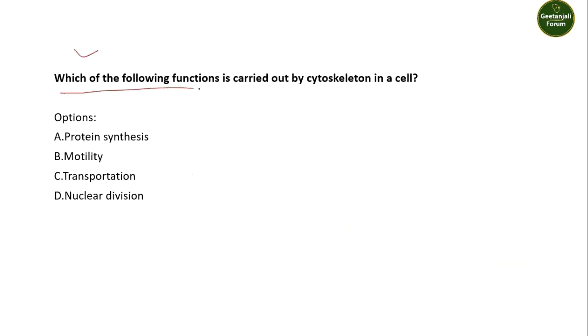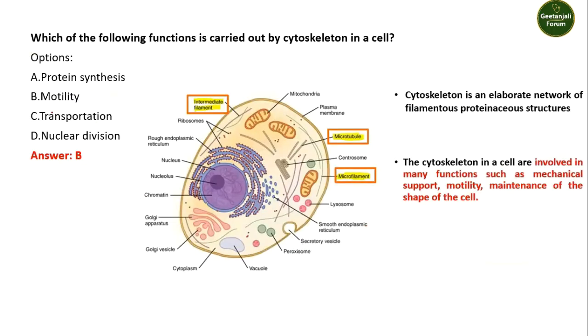Next question is, which of the following functions is carried out by cytoskeleton in a cell? So I have taught you that in our cell there is a cytoskeleton. So what is its function? First option is protein synthesis, second is motility, third is transportation and fourth is nuclear division. So answer is B, motility. You can see here, cytoskeleton is involved in many functions such as mechanical support, motility, maintenance of the shape of the cell. So these three are its functions. So it doesn't do protein synthesis, it is not involved in transportation and it is not involved in nuclear division. The answer is motility. It provides motility to the cell.